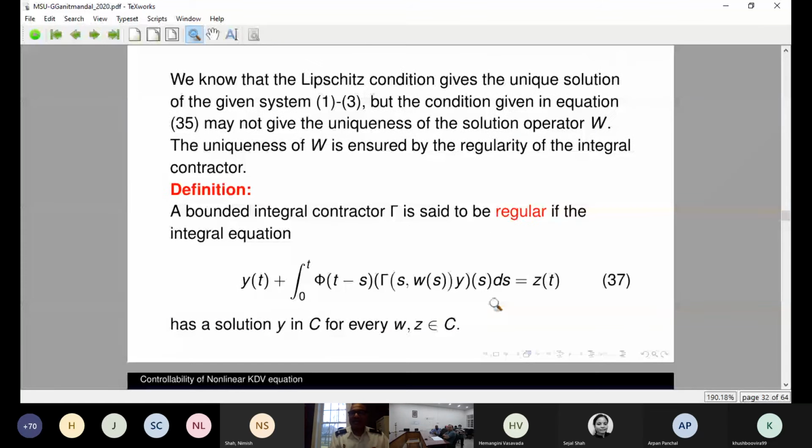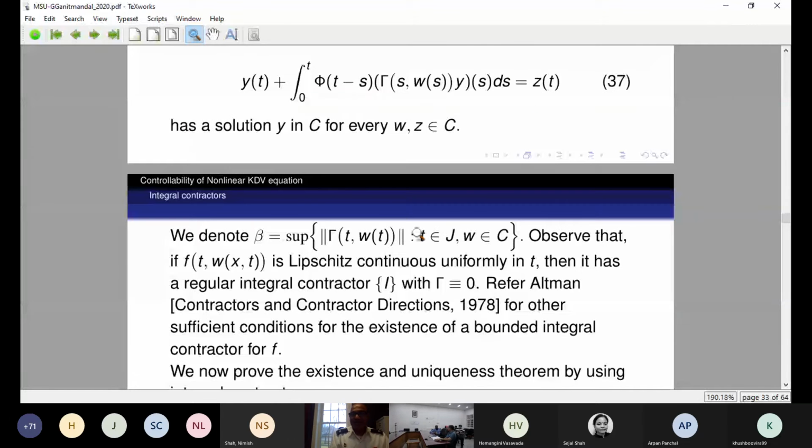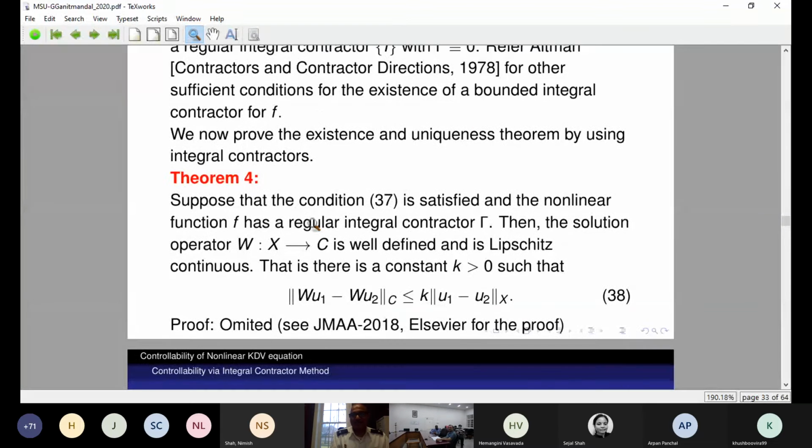A bounded integral contractor Gamma is said to be regular if the integral equation y(t) plus the integral from 0 to t of phi(t minus s) Gamma(...) y(s) ds is equal to z(t) has a solution y in C for every w and z in C. Yes, guys, in the United States, we say this one as Z, not Zed. So please pardon me. Please try to cooperate with me. As I told you, Lipschitz continuity implies integral contractor, but the converse is not true.